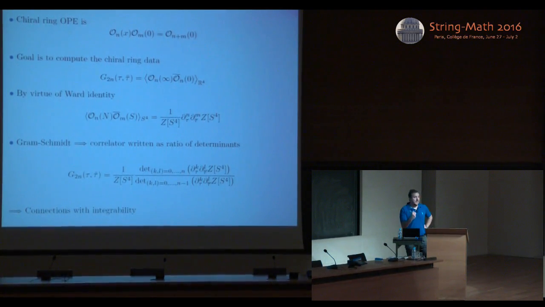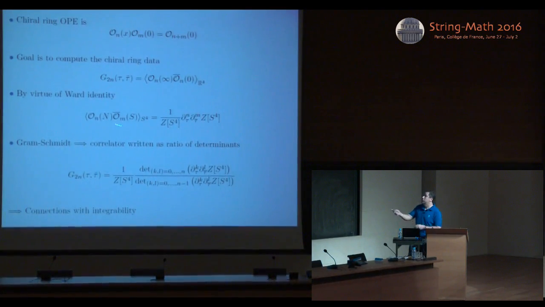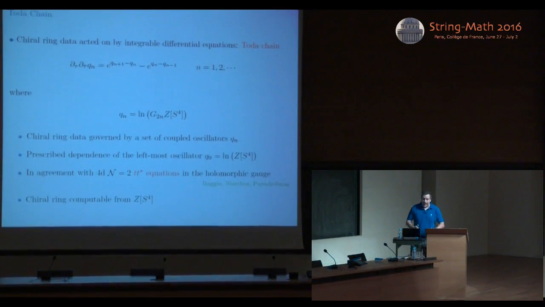This structure of writing answers in terms of ratios of determinants is kind of a hallmark of integrability. In fact, you can prove that the chiral ring data, namely this matrix G_2N, are acted on by integrable differential operators. For this simplest case of one-dimensional conformal manifold, the differential operator you get is a Toda chain. Okay? So you can represent your chiral ring data in terms of particles that live on the line, and that interact with each other through this potential, okay? And these variables Q_n can be written in terms of the metric in this particular way.